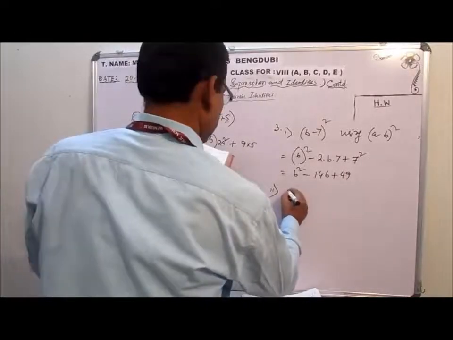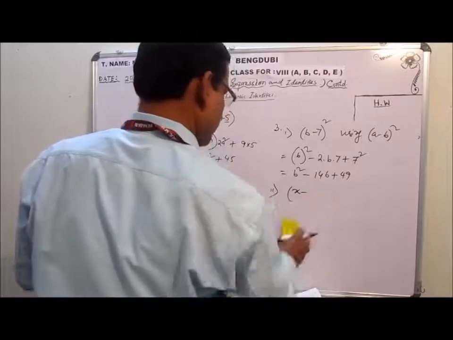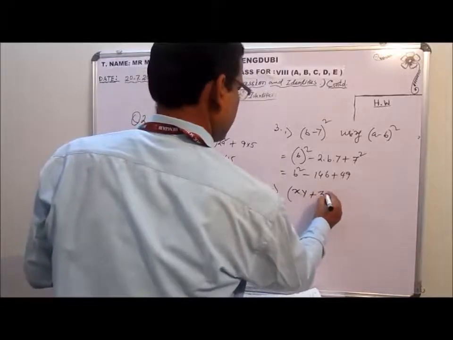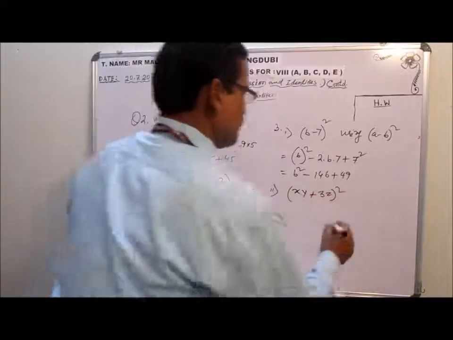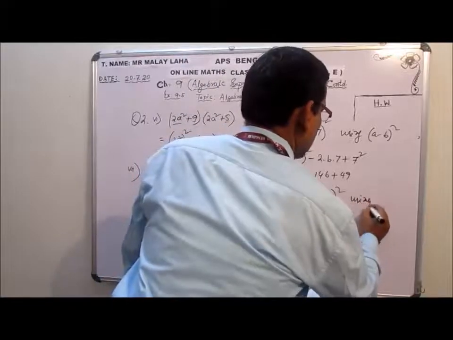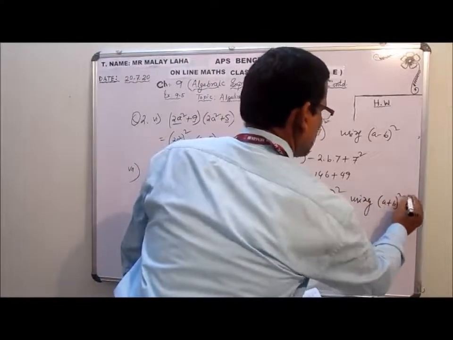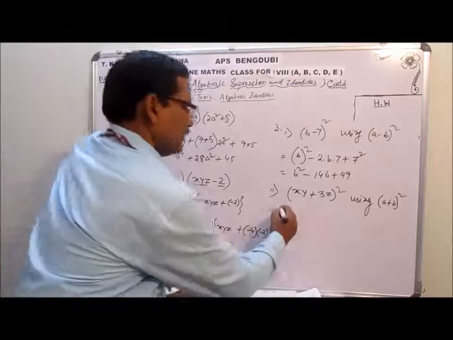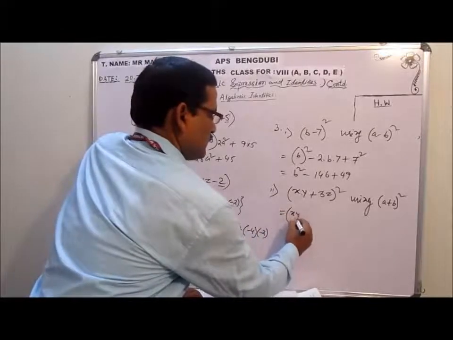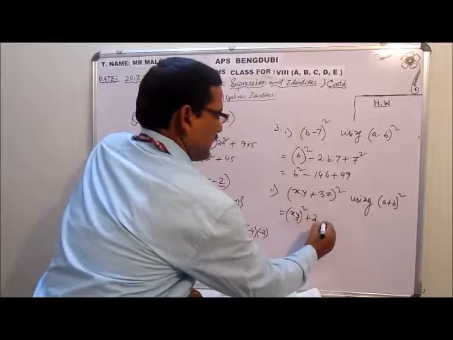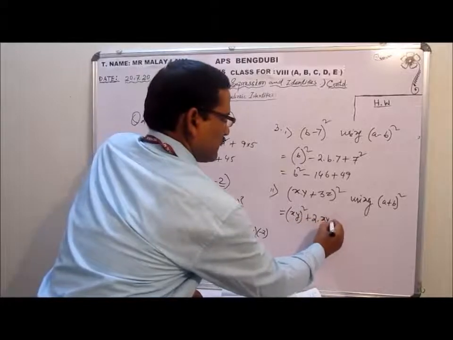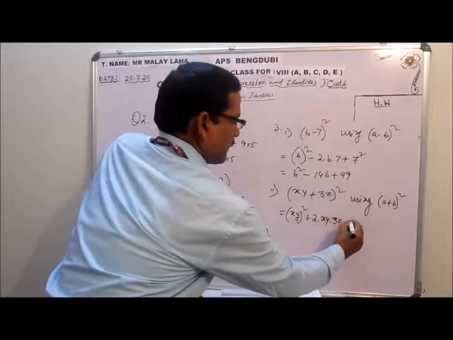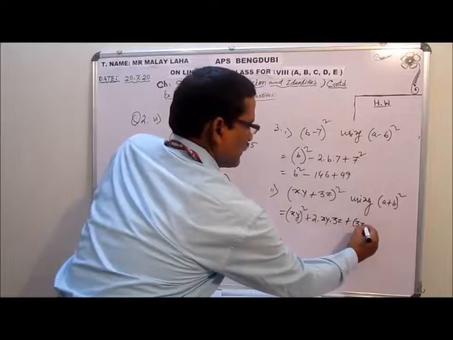Now this one is xy plus 3z whole square, using a plus b whole square. When the plus sign is there, a plus b whole square. When the minus sign is there, a minus b whole square. So a square means xy whole square plus twice a means xy, b means 3z, plus b square means 3z whole square.